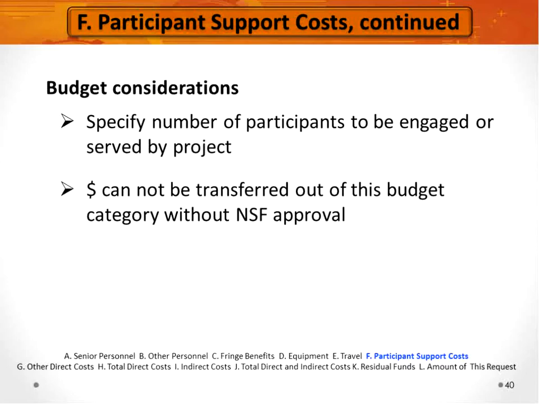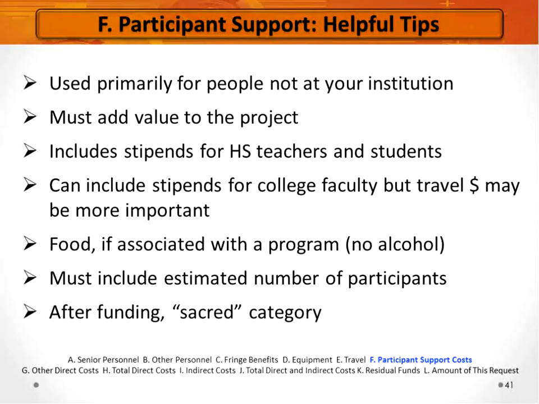Just a few budget considerations. You definitely want to specify the number of participants to be engaged in or served by the project. You don't want to include a large budget amount for participant support and then not estimate the number of attendees that you're actually targeting with your work. And also note that participant support works a little differently than other budget categories. Money can't be transferred out of this budget category without NSF approval. So you really need to be thoughtful about budgeting in participant support.